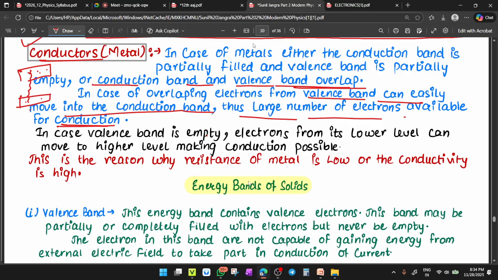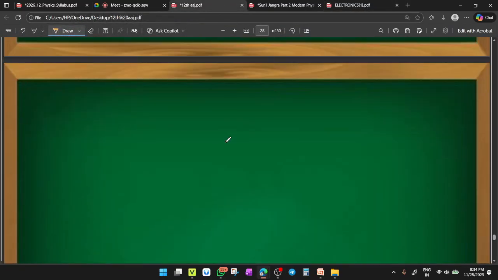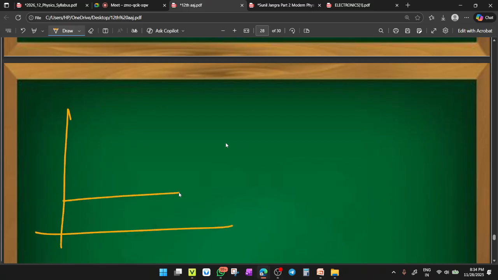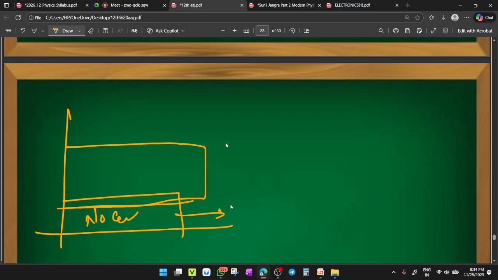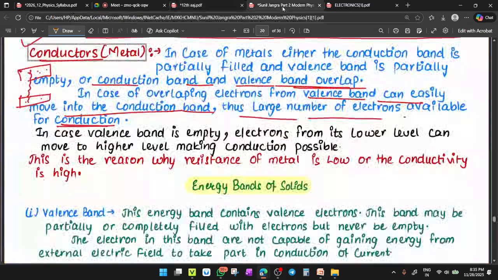In case the valence band is empty, electrons from the lower level can move to the higher level, making conduction possible. See here, a new thing is there. After the valence band becomes empty, the conduction band will be full, clear? But the conduction band electrons have different energy levels, like these are the energy levels. So these electrons also have the capability of transiting from a lower level to a higher level. Because of that, the current will flow through the crystal.